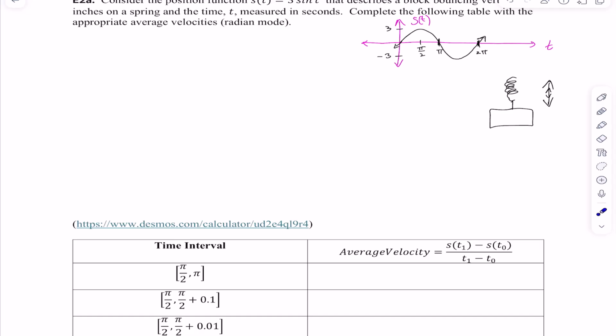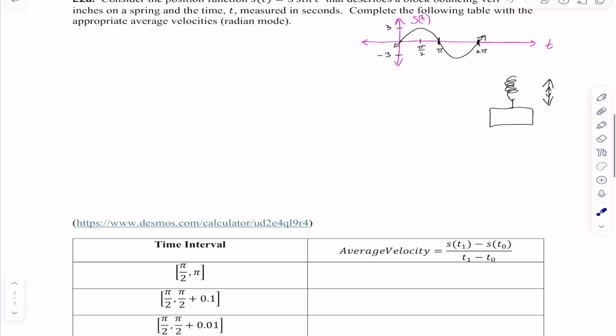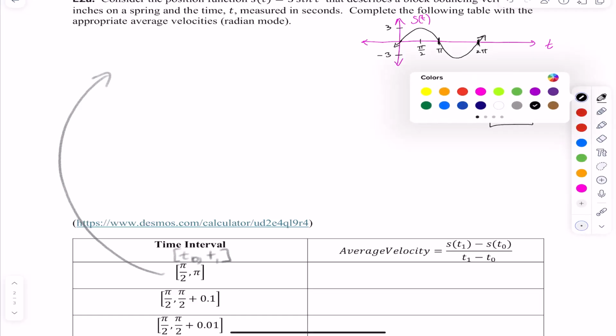Now we're going to do a similar thing. You're going to be given a time interval, and you're just going to compute the average velocity for this block. Just a reminder, just like the first example, you're going to have an interval here, t sub naught up to t sub 1, and we'll go ahead and evaluate that using your experience of trigonometry.